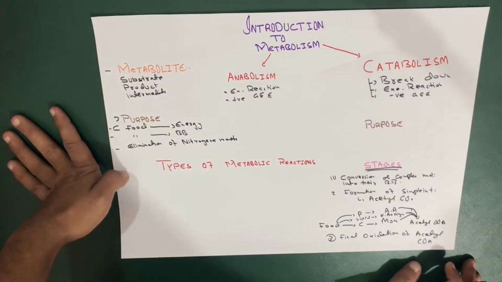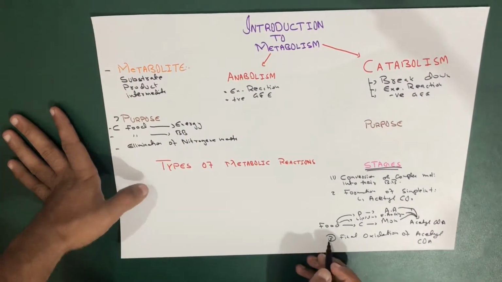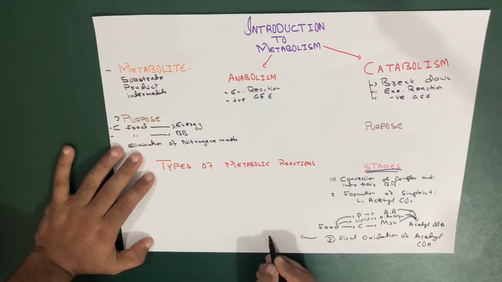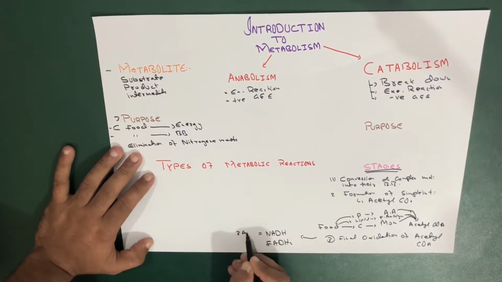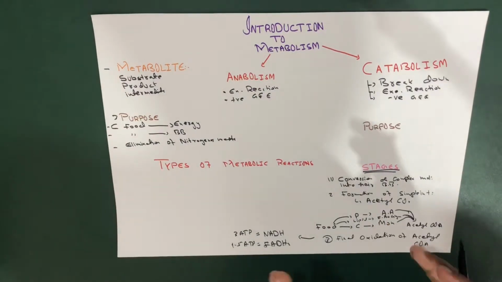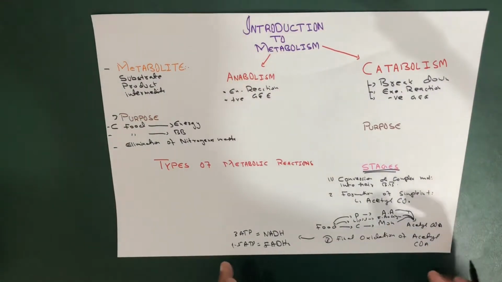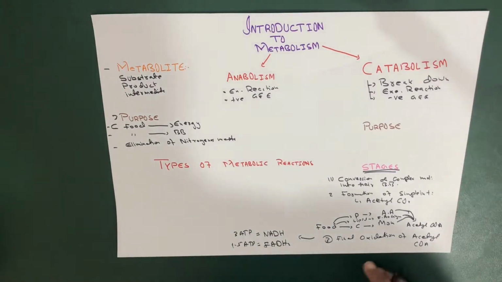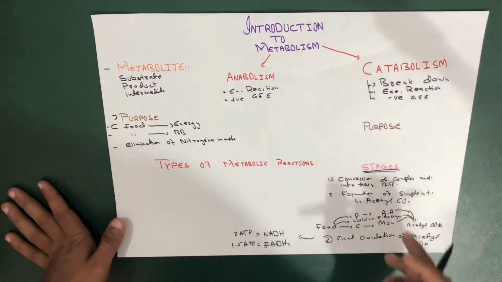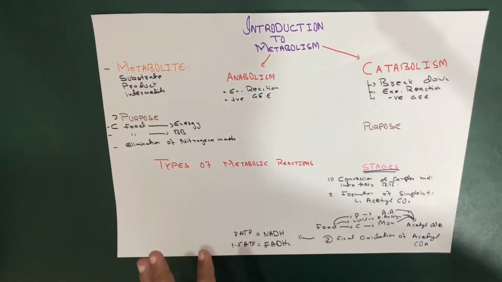Energy can be in different forms. For example, we get the energy in the form of NADH or FADH2. NADH is equal to about 3 ATP molecules, and FADH2 is equal to about 1.5 ATP molecules. This is balancing, comparing with ATP. All right, so these were the stages of catabolism, and now let's talk a little bit about anabolism.